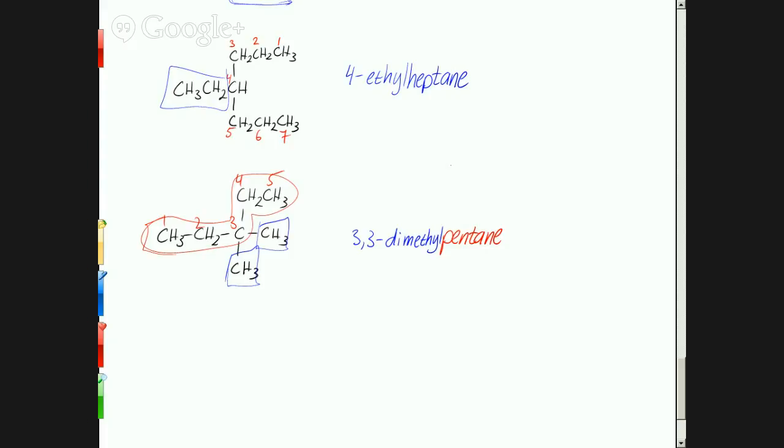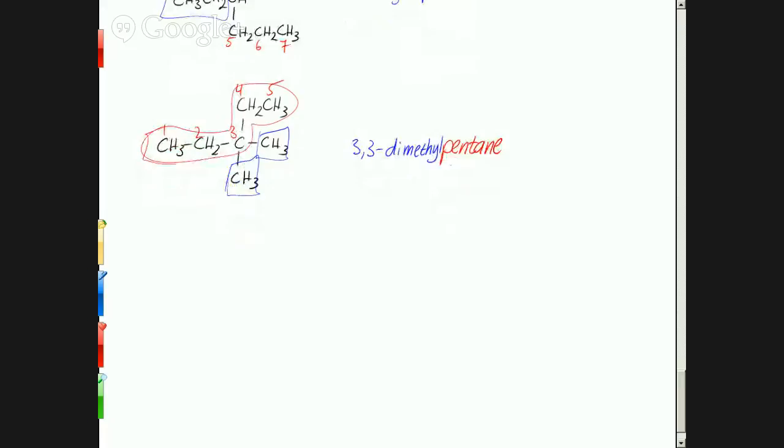So for the last thing before we go, let's look at this name. 3-ethylpentane, which is very similar. See if you can draw a structure for 3-ethylpentane and see how it's different from what we just did.